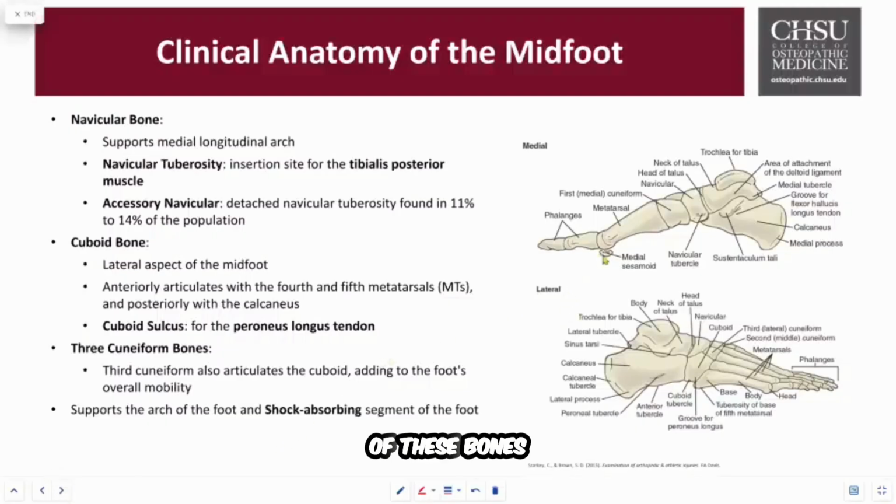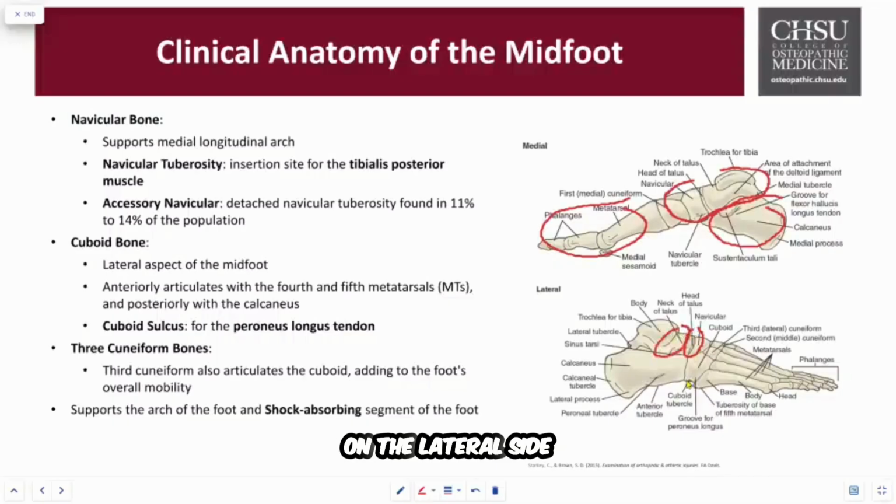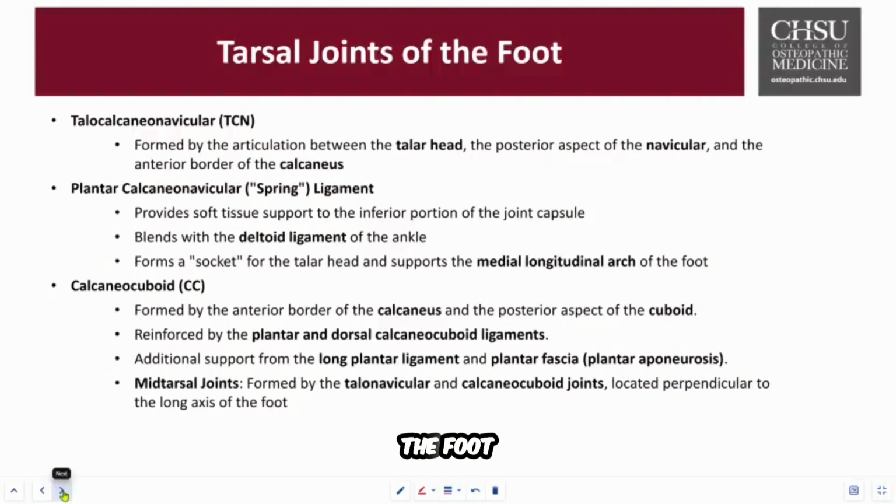On the right you can see the view of these bones: the phalanges, metatarsals, the navicular, and the talus and calcaneus over here. Notice the head of the talus is right here, the neck of the talus is right here, and the cuboid tubercle on the lateral side, tubercle right here on the bottom. The tarsal joints of the foot. The TCN, also known as the talocalcaneonavicular joint, is critical for inversion and eversion movements.